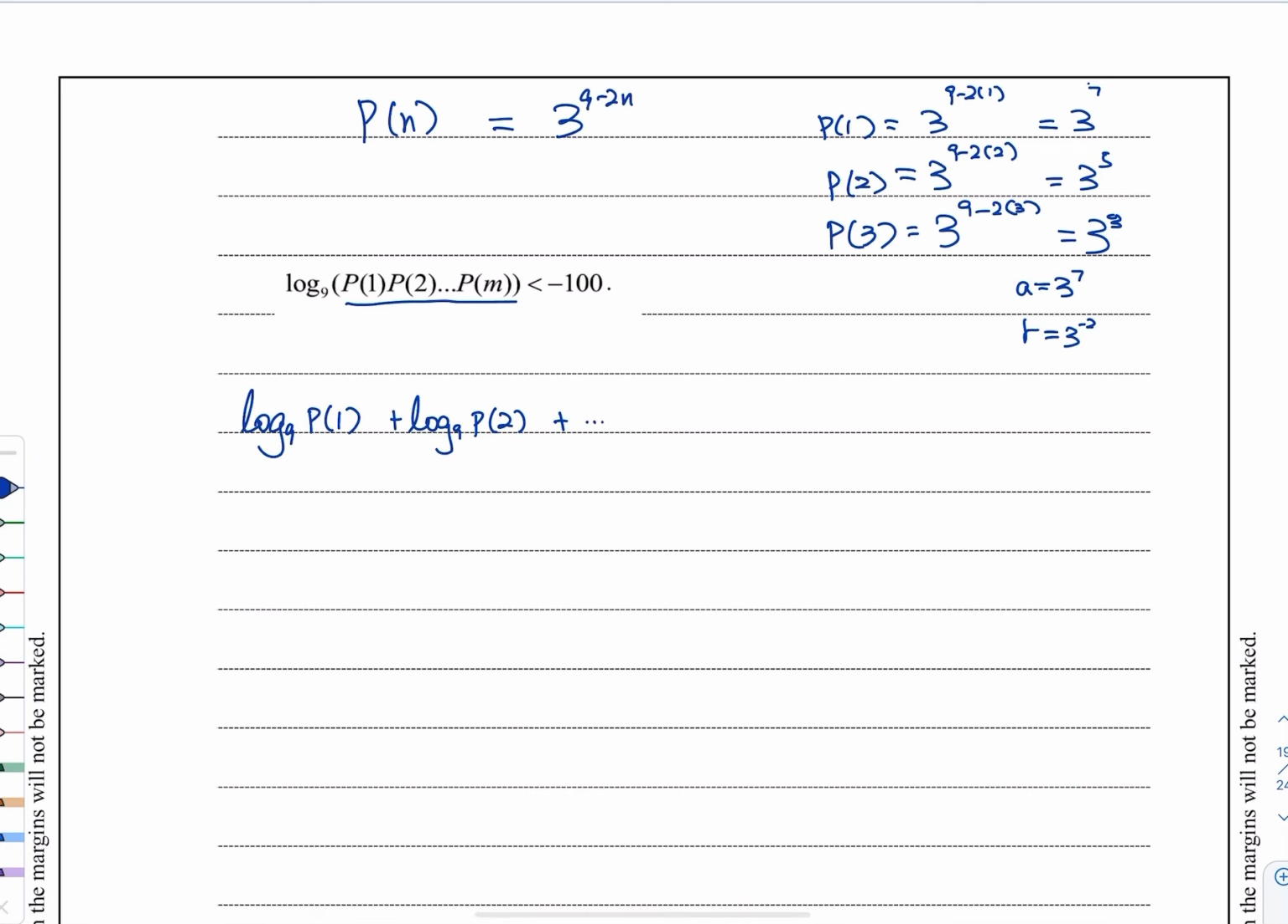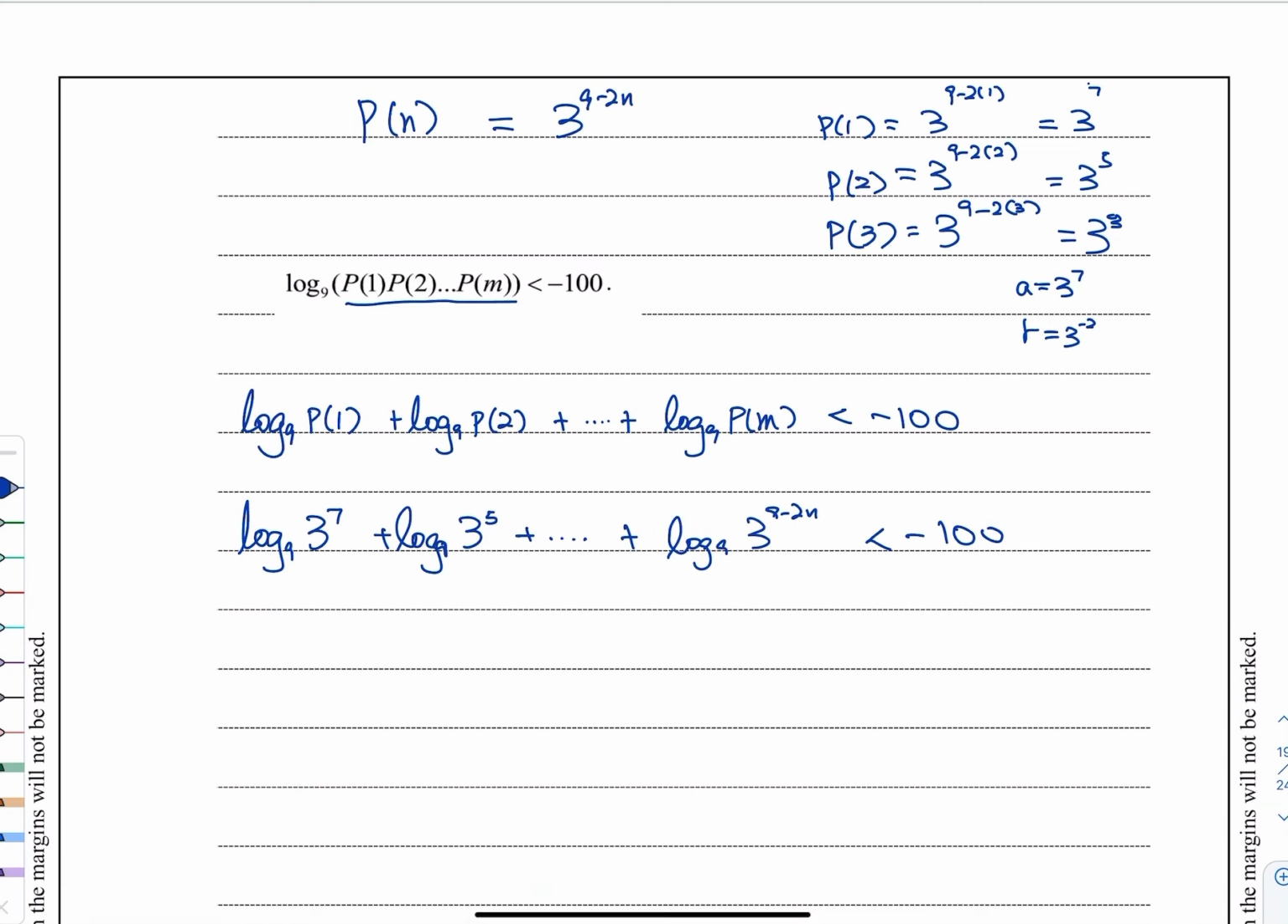Okay, until here. Log 9 of P_m is less than negative 100. And then what can I do? I can replace this P1 by these numbers now. So log 9 of P1 is 3^7. Log 9 of P2 is 3^5. And the m changed, so this one: log 9 of 3^(9 minus 2n) is less than negative 100.